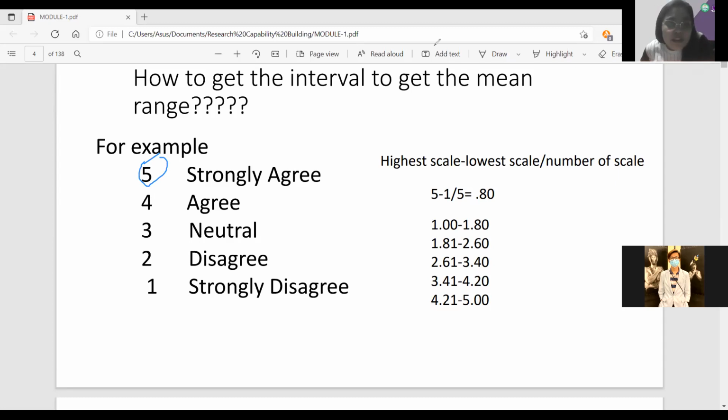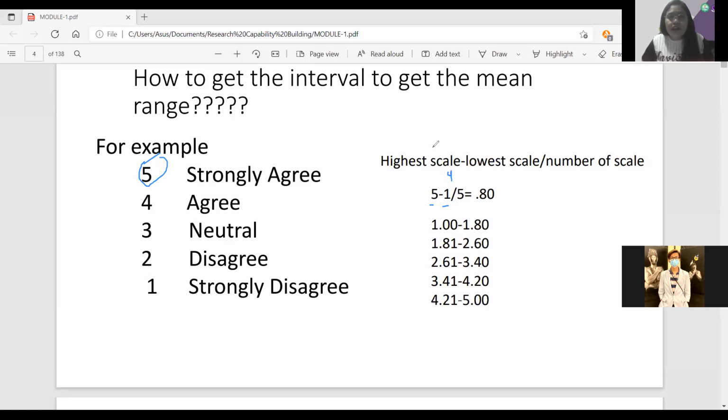So our formula to get the interval is highest scale minus the lowest scale divided by the number of scales. So if you use this one, you have 5 as the highest, 1 as the lowest. 5 minus 1 is 4. Divided by 5, it's 0.80. That's how you compute the interval.